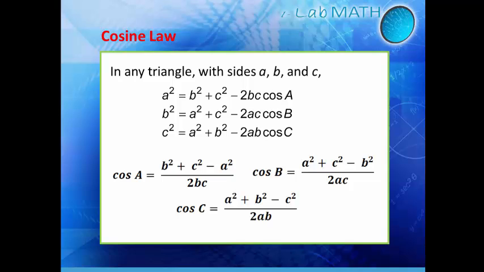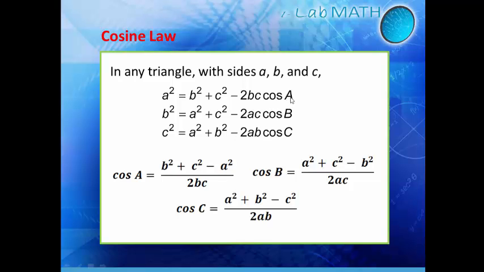And we have B squared equals A squared plus C squared minus 2AC cosine B. What have you noticed here? If you have B and C here, that would be also 2BC. If you have A and C known, you have AC here. And A and B, that becomes AB here.